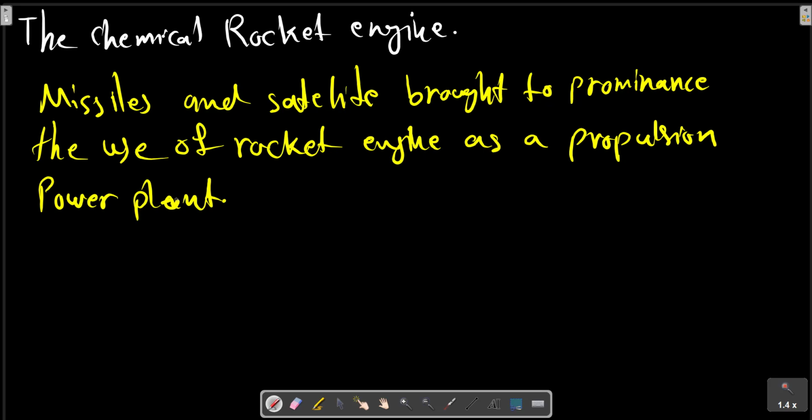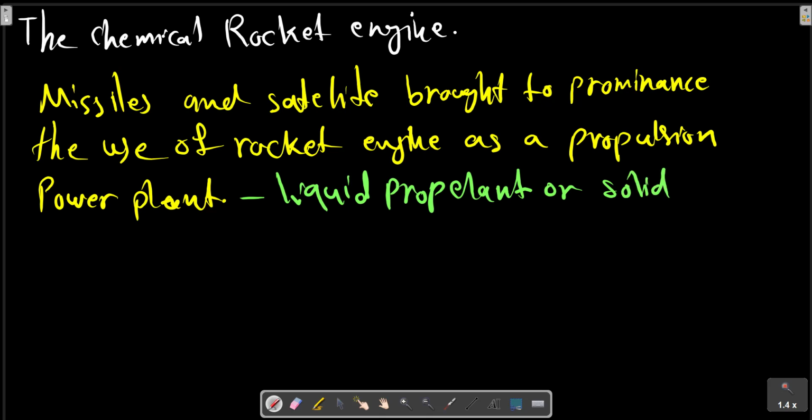Chemical rocket engines may be classified as either liquid propellant or solid propellant, according to the fuel used.